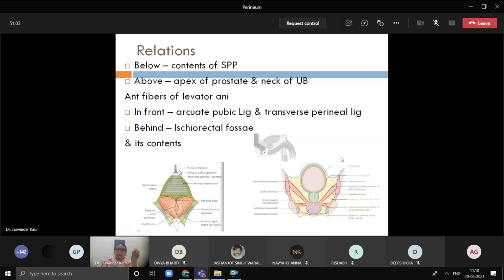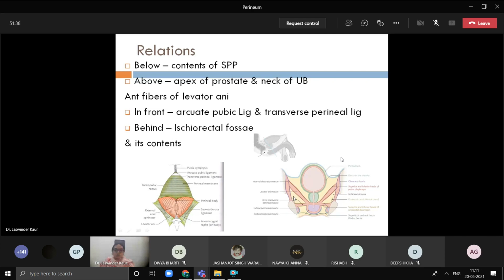Behind, on the sides of the anal canal, suppose this one is the anal opening. On the sides of the anal opening is present the ischiorectal fossa. So behind it is the ischiorectal fossa and its contents. There will be a separate class on the ischiorectal fossa also, so right now you understand only the urogenital diaphragm. Posterior to the urogenital diaphragm is present the ischiorectal fossa, right? This whole is the perineal membrane. These are the relations of the urogenital diaphragm.